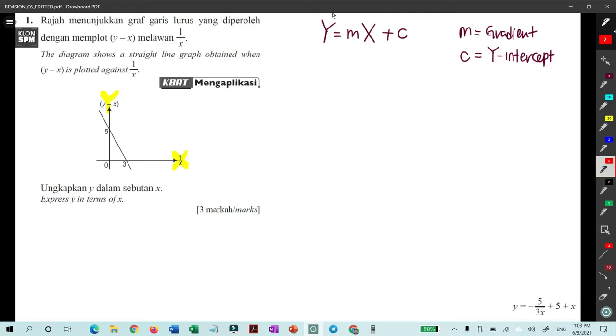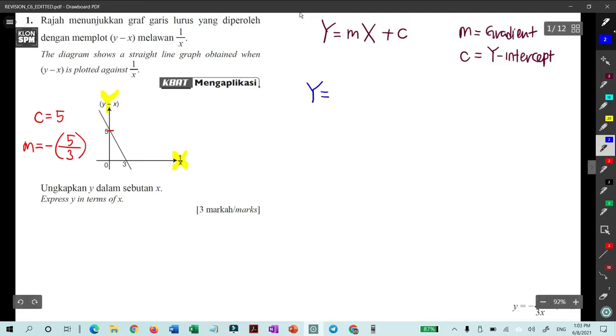So very easily you can find the y-intercept, which is equal to 5. And in order to find the gradient, you can use the intercepts. So the formula is negative the y-intercept, which is 5, divided by the x-intercept, which is 3. So the gradient is negative 5 over 3. I'm going to substitute these two values into the general form for the straight line equation. So Y equals m, which is negative 5 over 3 X, and then c I replace with 5.